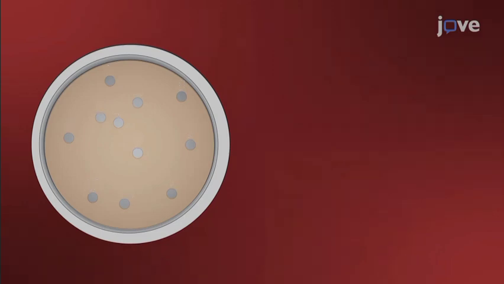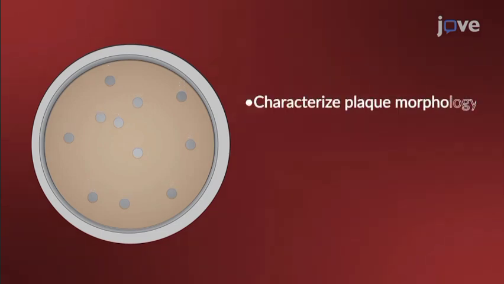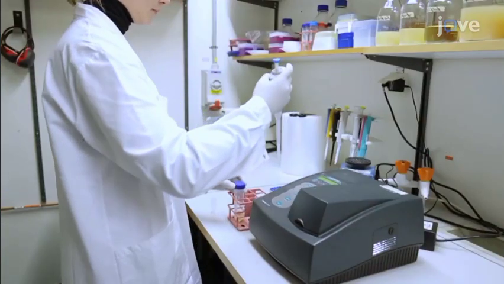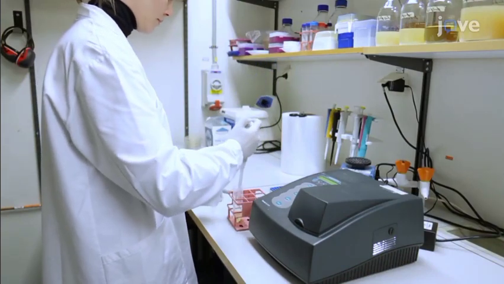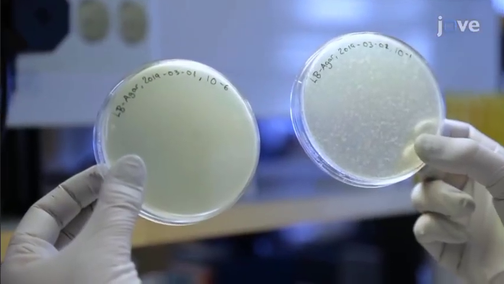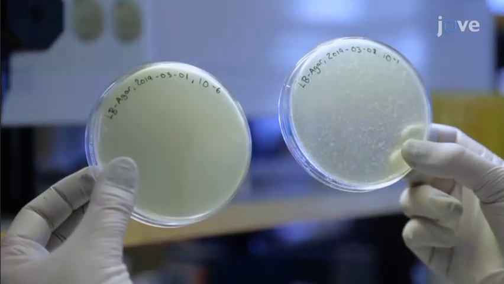This technique can also be used for characterization of plaque morphology, to aid in identification of phage types, or to isolate phage mutants. In this lab, you will learn how to perform the plaque assay for enumerating phages, using the T7 phage of E. coli as an example.